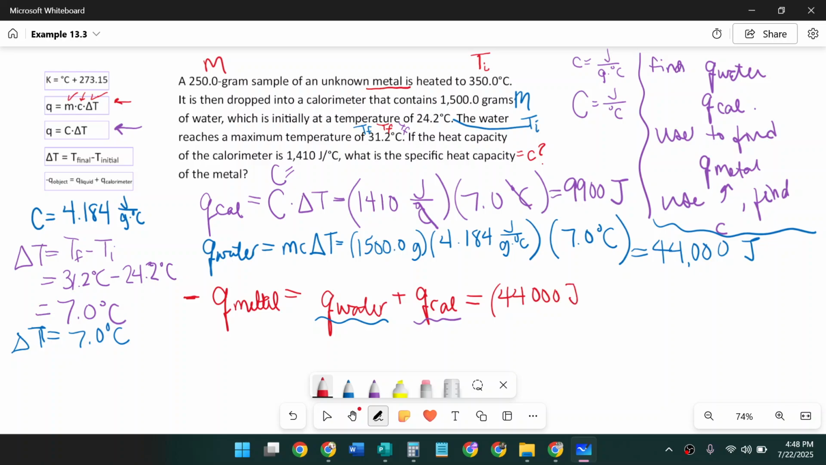44,000 joules and 9,900 joules. And I'm adding these together. That's going to give me negative Q of the metal. Now, because I'm adding, this one goes to the thousands place, this one goes to the hundreds place, so I can only go to the thousands place when I add these.